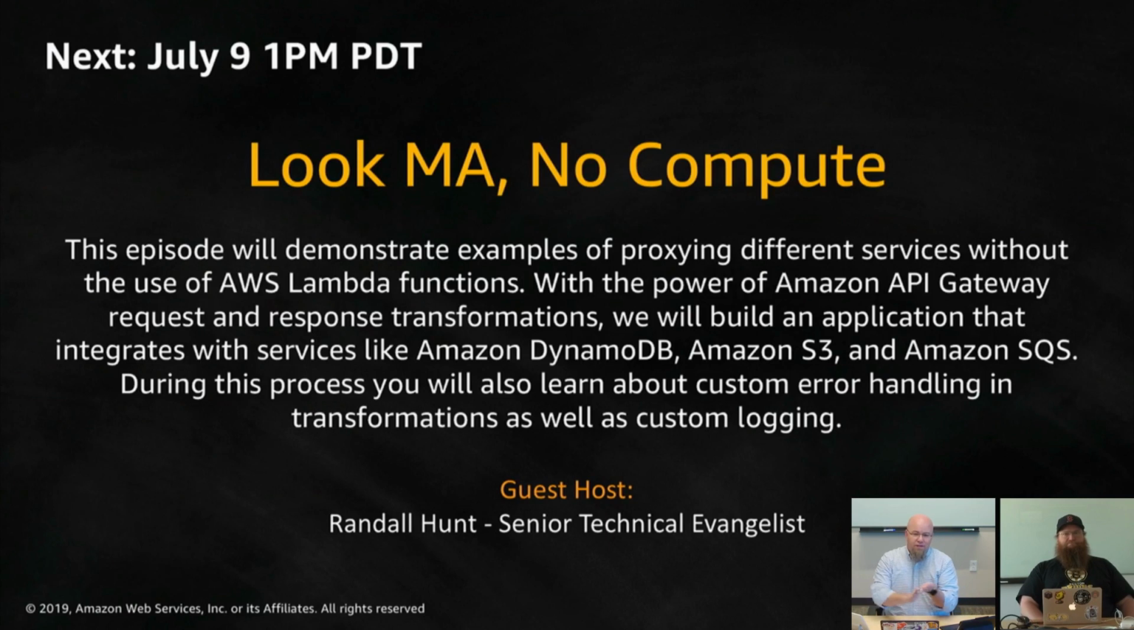With API Gateway and VTL, with the ability to model your data or modify your requests and responses, you can do things like connect directly with DynamoDB or Amazon S3 or Amazon SQS. We'll talk about that and how you do your error handling at the API Gateway level. So a lot of power there. This is going to be on July 9th, so we're almost a month away, and we'll start up our regular cadence again.